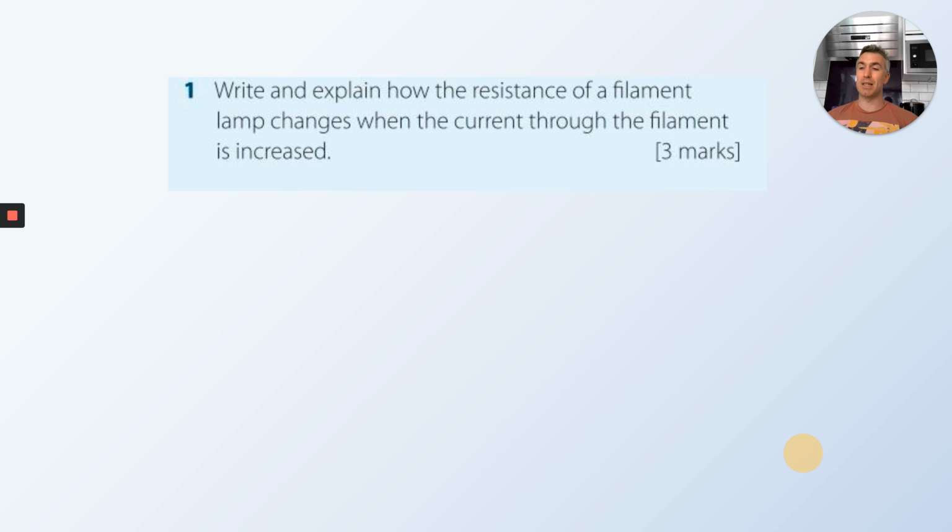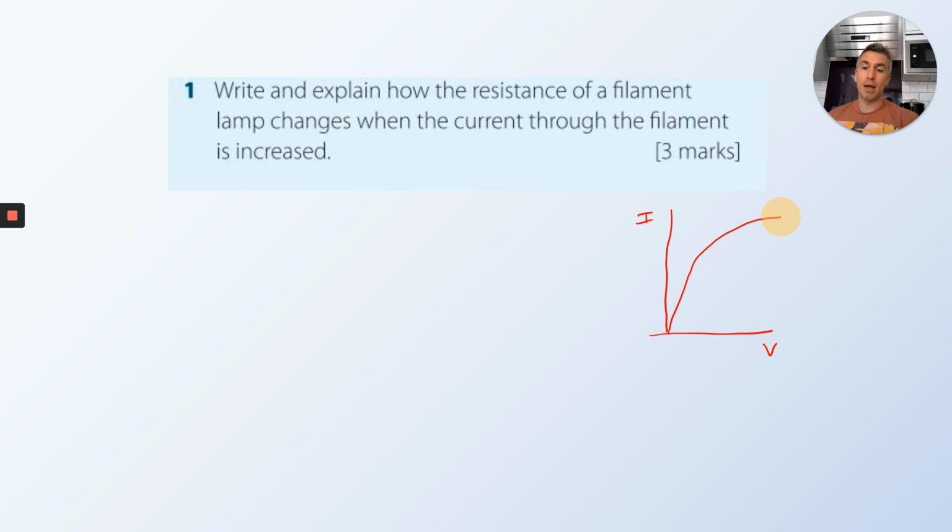First one, write and explain how the resistance of a filament lamp changes when the current through a filament lamp increases. Okay, I'm going to give you a little bit of a clue. When we did a graph the other day, we had voltage, we had current, and the shape of the graph looked like that. There's a reason why the shape of the graph looked like that. It's linked to the resistance and the current.